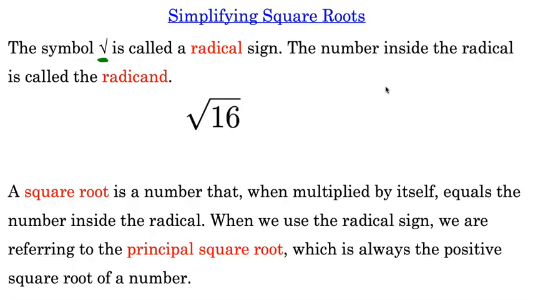In the example square root of 16, we can label both parts. So we have the symbol, which is the radical, and then the 16, which is the radicand. If we were to simplify this, we need to understand that a square root is a number that, when multiplied by itself, equals the number inside the radical.